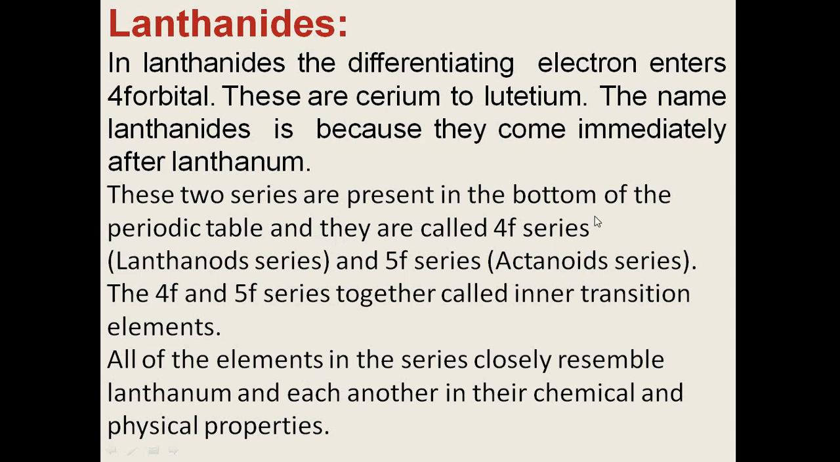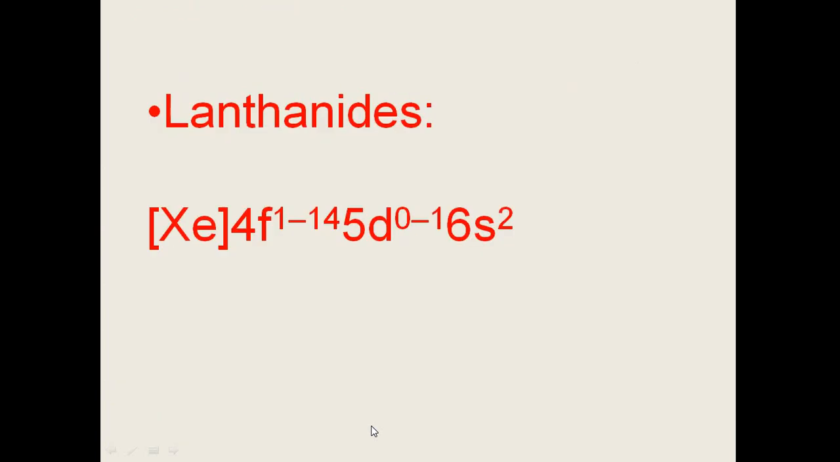These two series are present at the bottom of the periodic table and they are called the 4f series, the lanthanoid series, and the 5f series, the actinoid series. The 4f and 5f series together are called inner transition elements. All of the elements in the series closely resemble lanthanum and one another in their chemical and physical properties. The configuration of lanthanides is xenon 4f 1 to 14, 5d 0 to 1, 6s2.